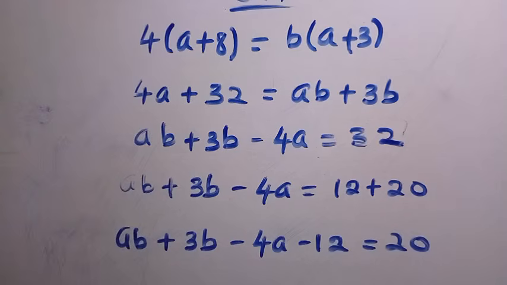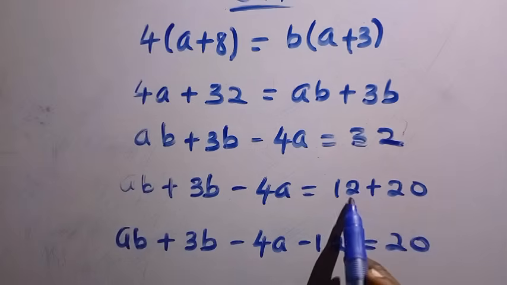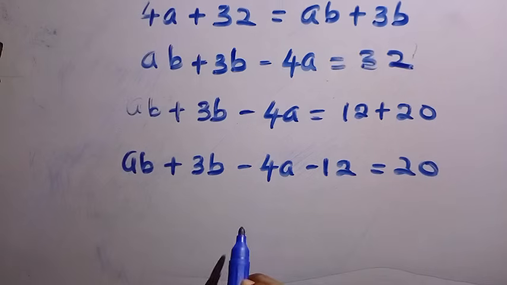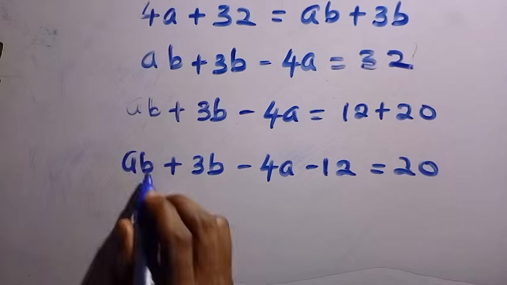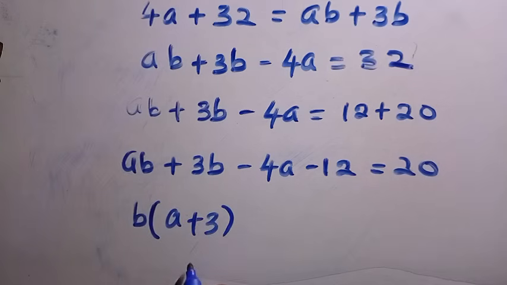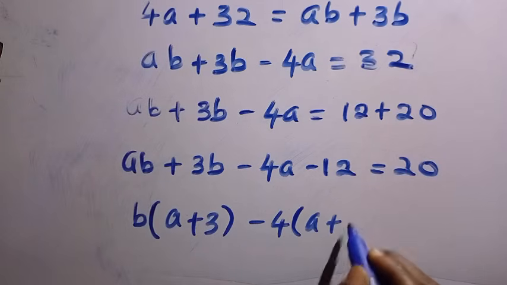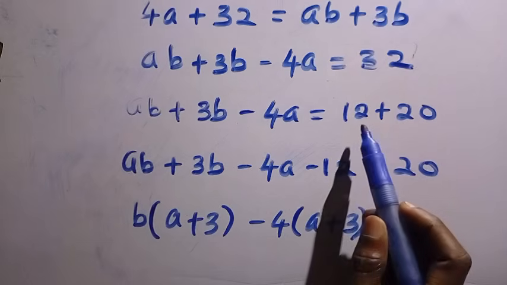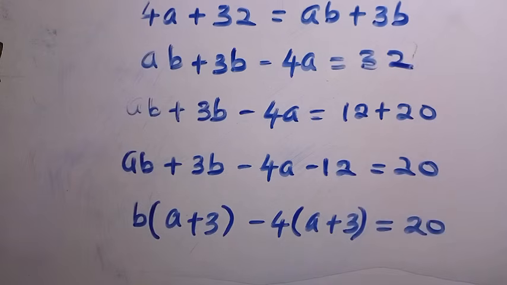Why is this important at this point, and why are we separating 32 as 12 plus 20? The reason is I want to factorize this. Looking at this, something is common here, and what is common is B. Taking B out, we have A + 3. Then if I factor out minus 4, in the bracket we have A + 3. Then everything equals 20. This is the reason why I have to add this 12 and 20 together, so that we can have something factorizable.